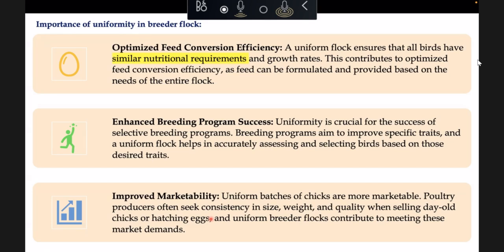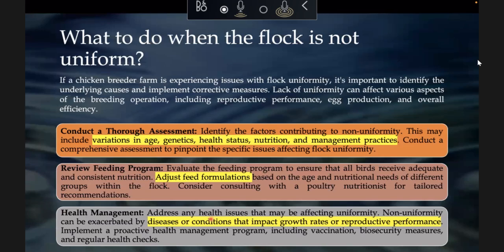Now the question comes, what to do when the flock is not uniform? In case of broiler and layer strains, we go directly for feed manipulation, or feed nutrient manipulation, to treat the flock if that is not uniform. But in case of the breeder flock, we also have to control the nutritional aspect, but we also have to go through a thorough assessment.